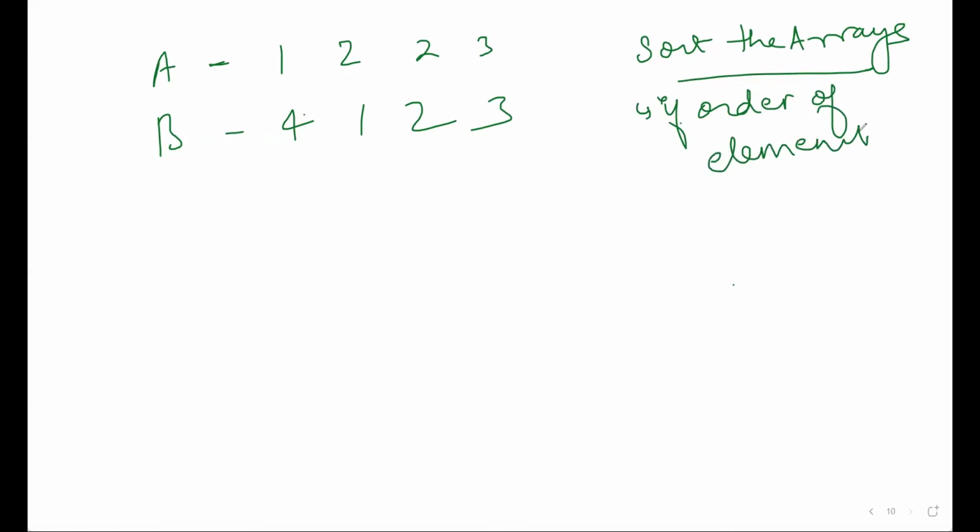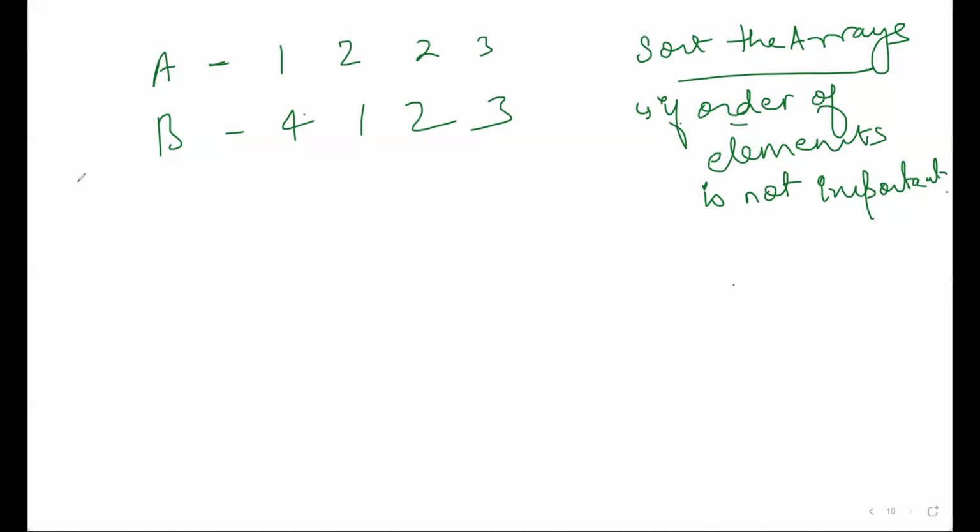If order of elements is not important, the reason is very simple: on a sorted array, you can perform a lot of operations very efficiently. There are multiple algorithms which work very fast on sorted arrays. So whenever order is not important, always sort the array.